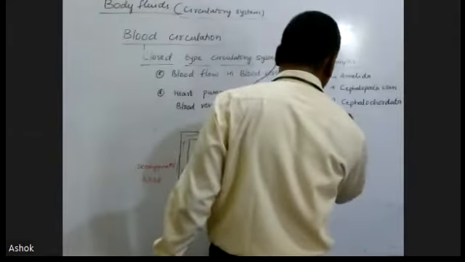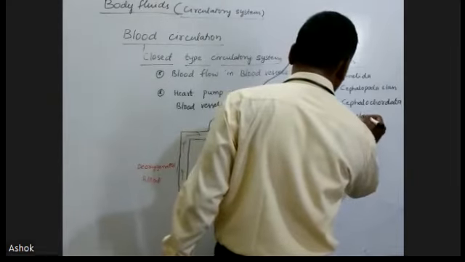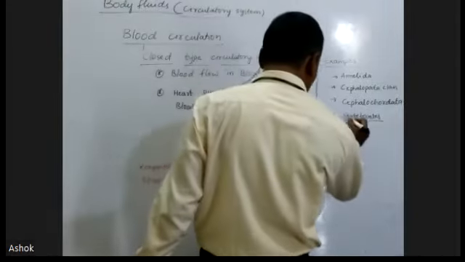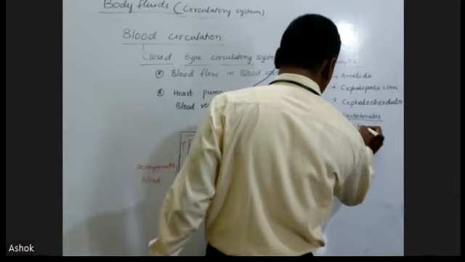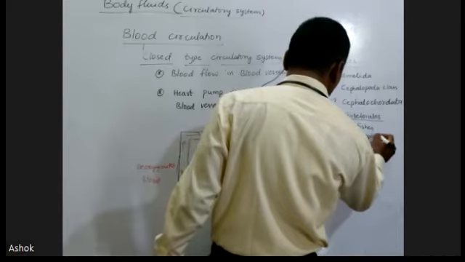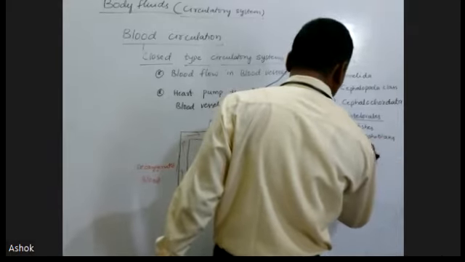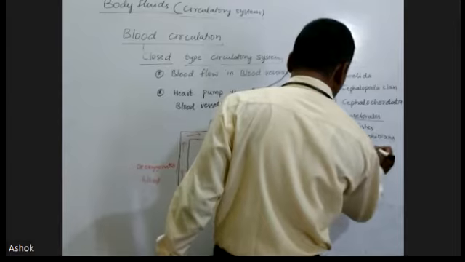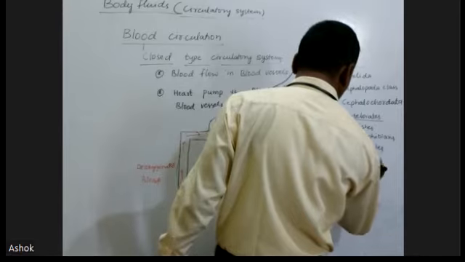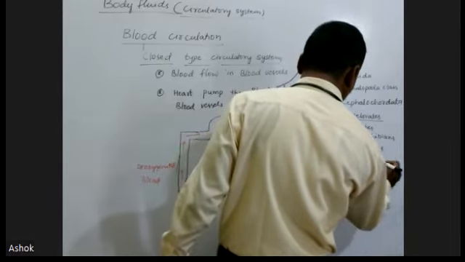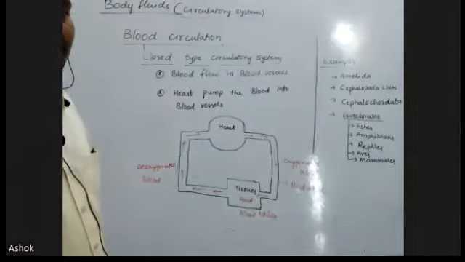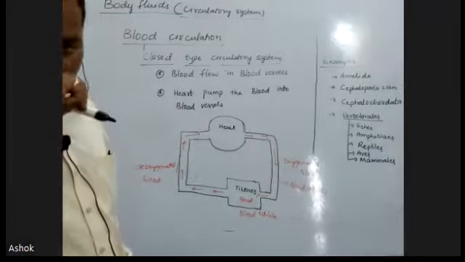And here you can take vertebrates, containing this closed type circulatory system. In vertebrates, we have fishes, amphibians, reptiles, aves and mammals. These contain a closed type of circulatory system. This is about the closed type of circulatory system.